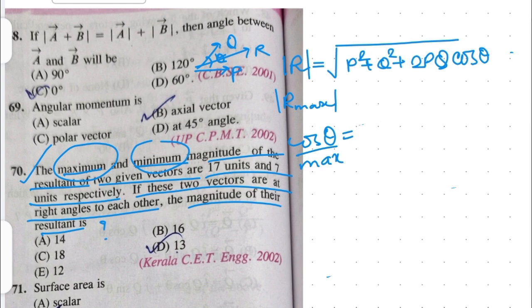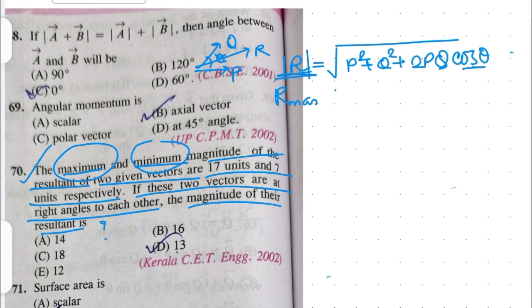Now, what is the maximum value cos theta gives us? It is 1. When does cos theta give 1? When theta is 0 degree. So we will get the maximum value of the resultant when theta is 0 degree. Okay, so let us find it.